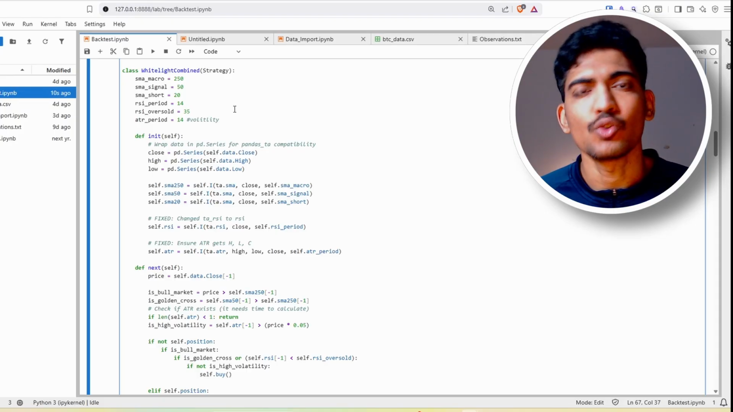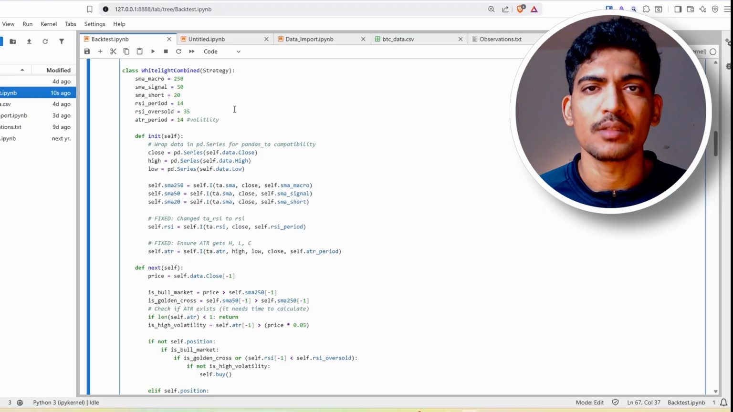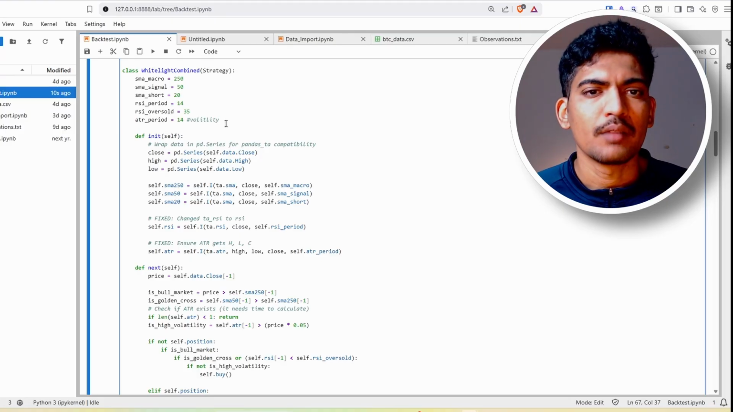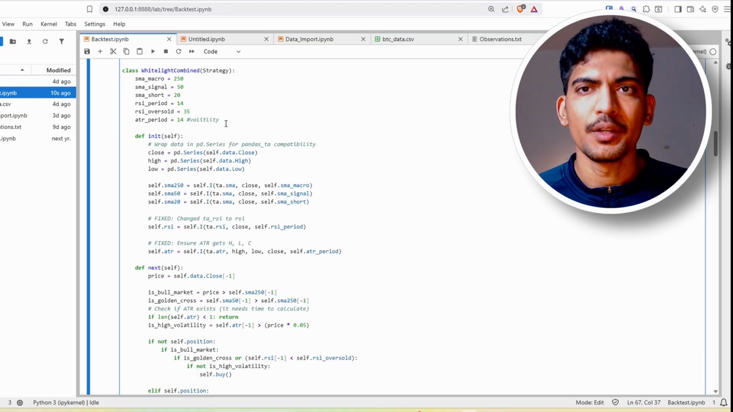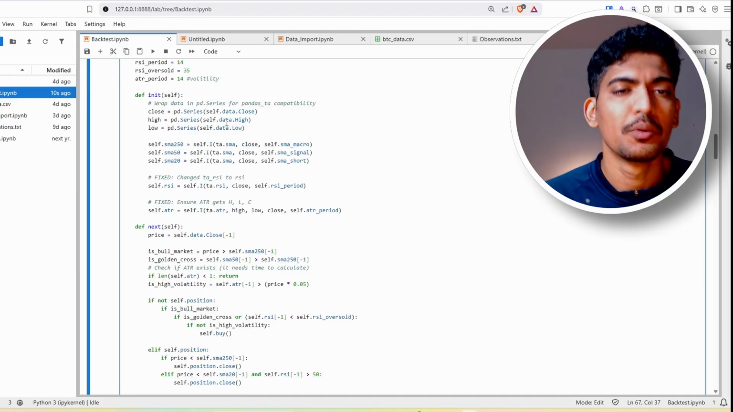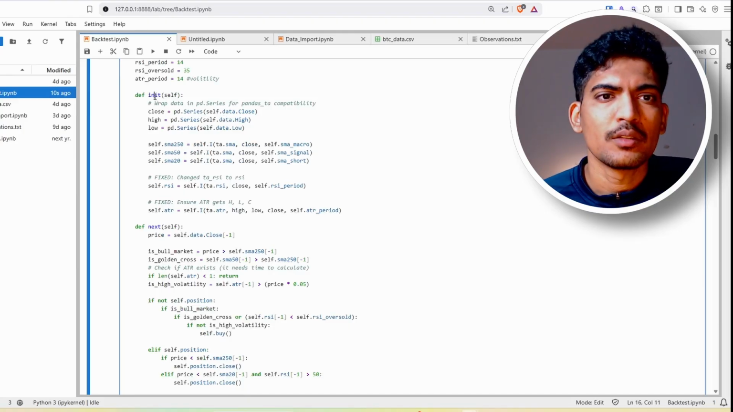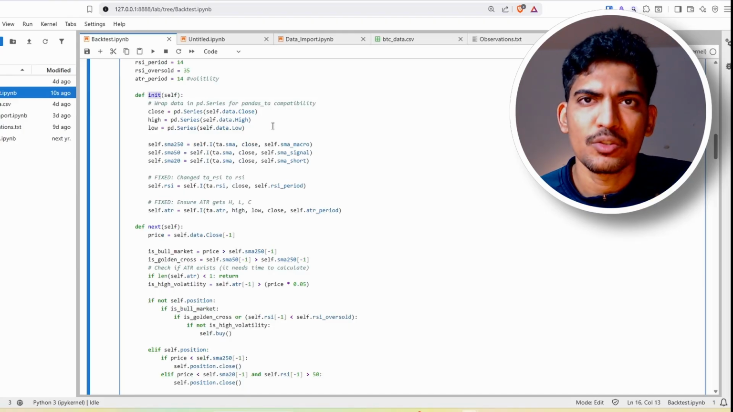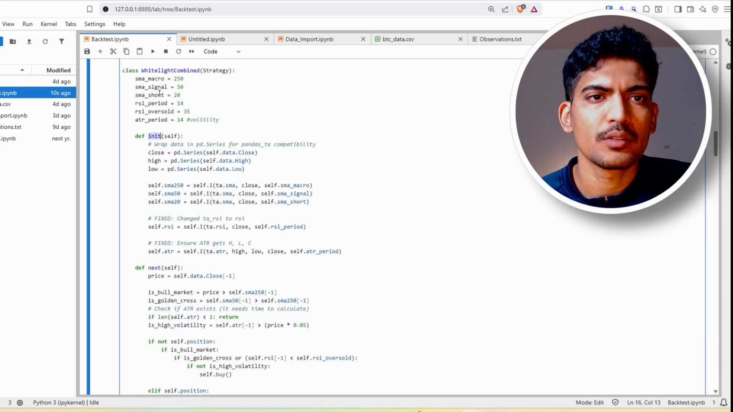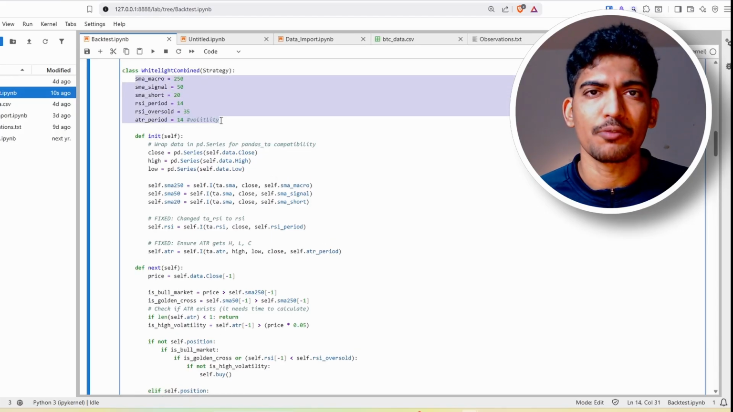It checks if the RSI is oversold. If the RSI is less than 35, it will make some decisions. And then we have something related to volatility in the markets. So as I told you before, the first function that runs is the init function, which is basically an initialization function. So you have all this information, which are fixed variables.